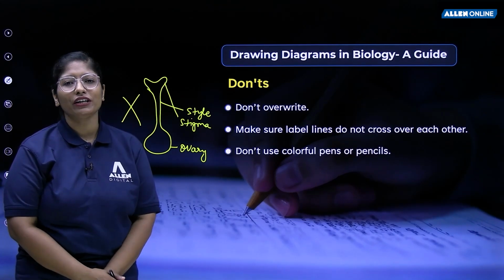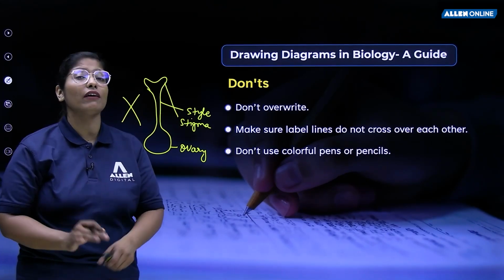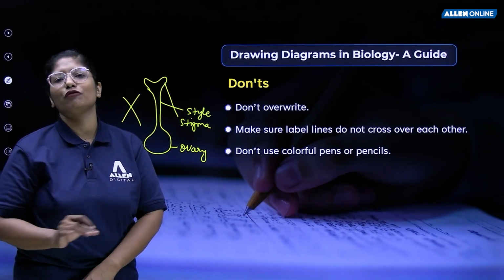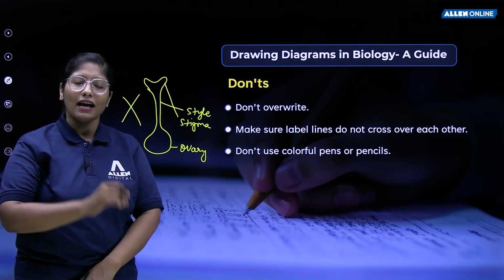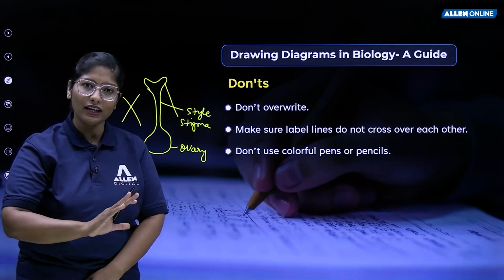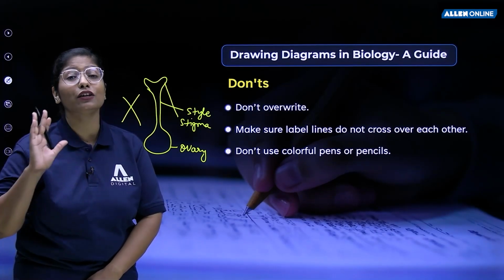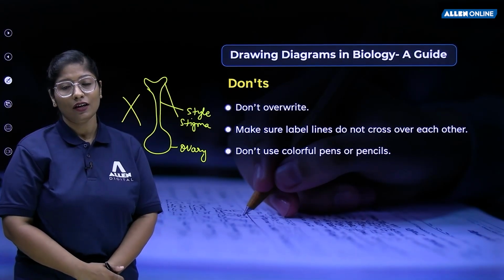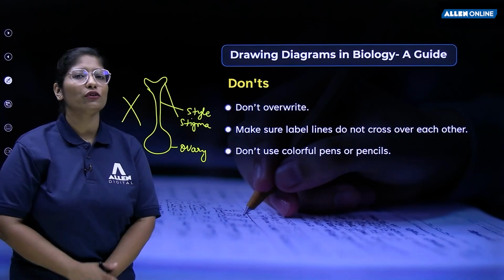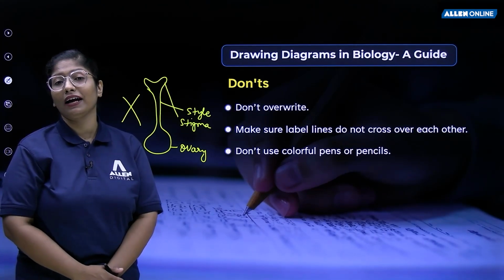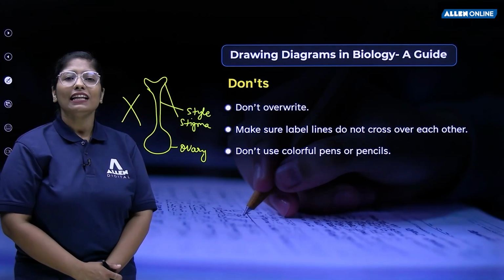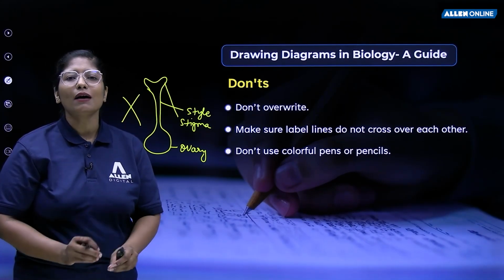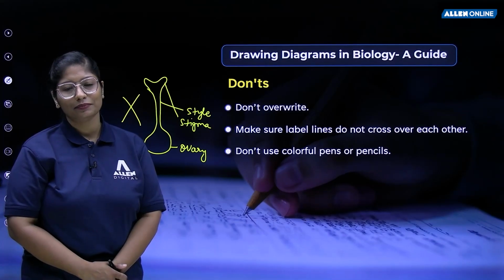And the final point that you have to keep in mind: don't use colorful pens or pencils. Simply use your HB pencil, and with that pencil only you will draw the diagram, you will draw the label lines, and you will label the parts. So these are some do's and don'ts that you have to keep in mind when we are drawing diagrams in biology. And now let us learn to draw some of the diagrams of your class.